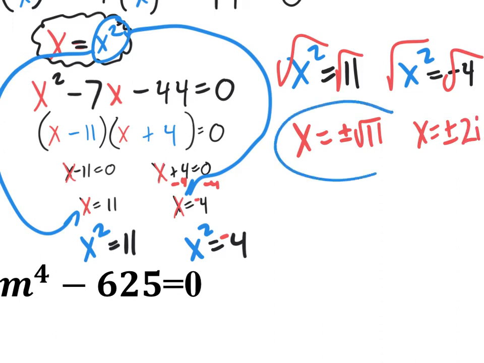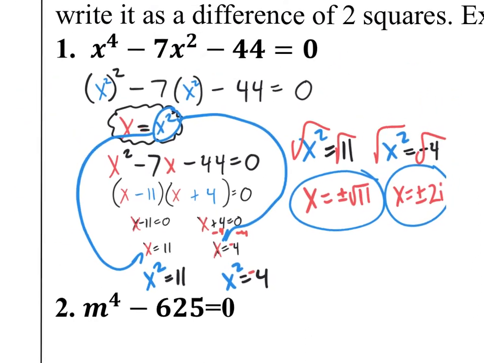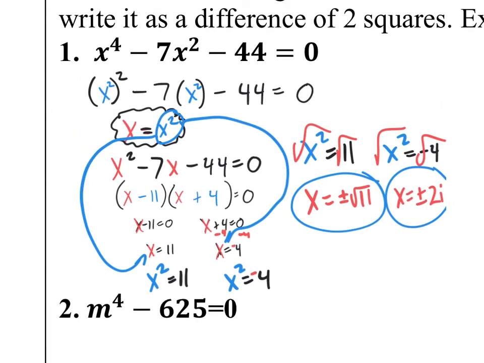So we actually have 4 answers to the original quartic trinomial equation. 2 of them are real, 2 of them are imaginary, okay? Now, where is the square root of 11 really? On a calculator, if you did it, it'll give you a decimal.